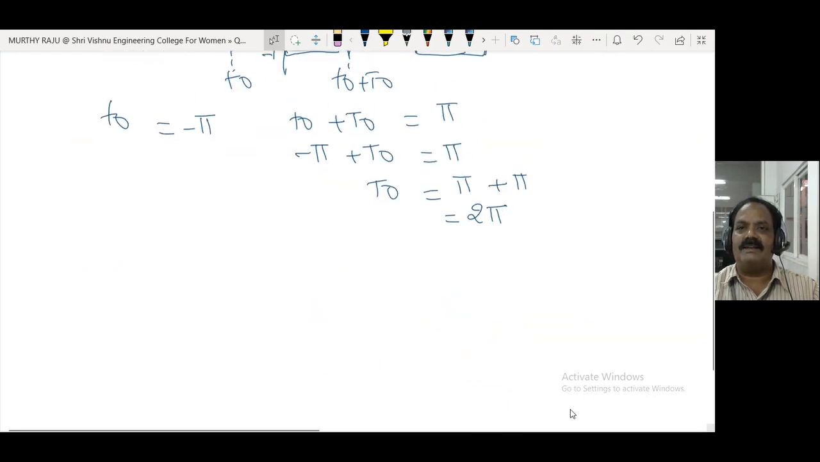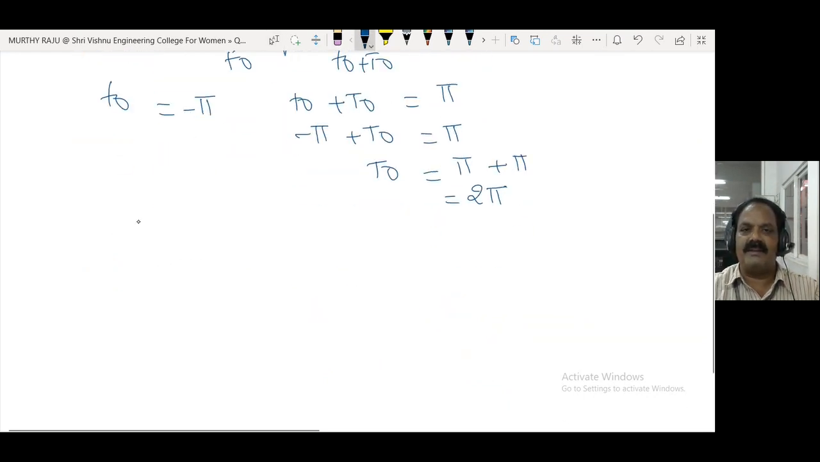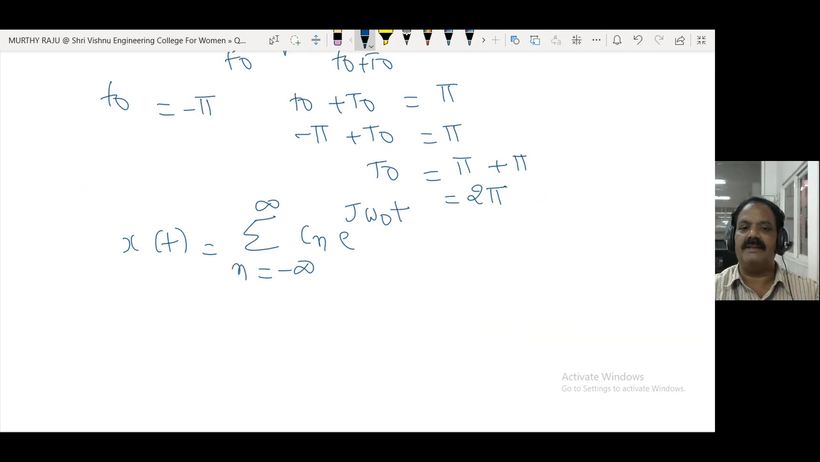Now calculate the exponential Fourier series expansion. We know that x of t is equal to the sum from n equals minus infinity to plus infinity of Cn e power j n omega naught t. This is the exponential j n omega naught t.